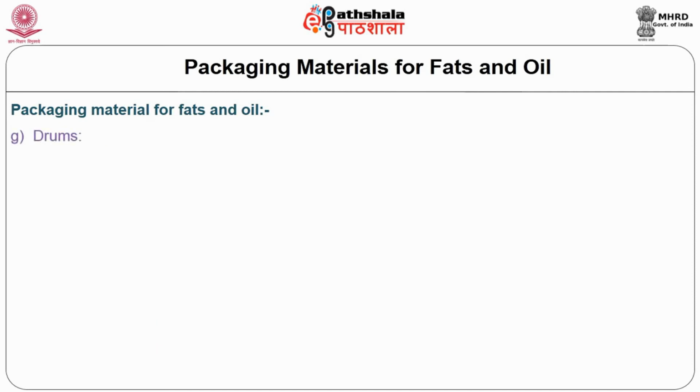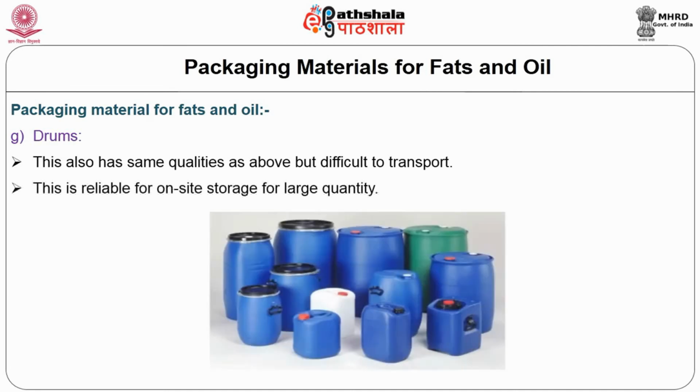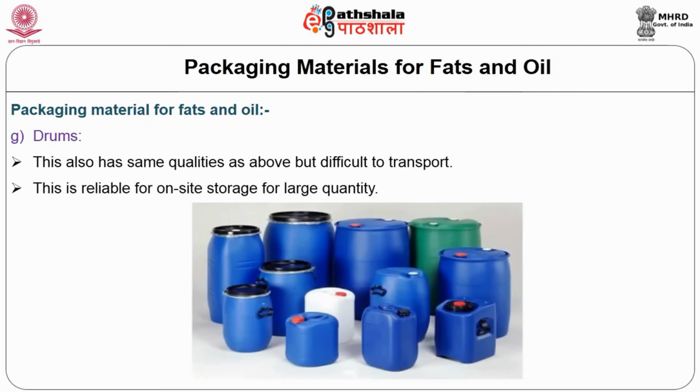The last type of packaging material for fat and oil is drum. This also has the same qualities as above but is difficult to transport. This is reliable for on-site storage for larger quantities.